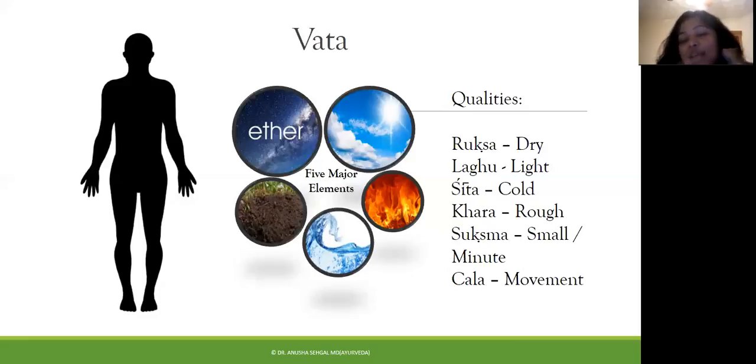Okay, so looking at these, if we were to decipher each and every area where we attribute vata dosha to, you're going to find the space and air element there. Either one or both in combination, they're carrying out some functions there. Okay, so that is how we get vata dosha from space and air elements. And the qualities that are associated with vata dosha: ruksha or dry, laghu or light, shita or cold, khara or rough, sukshma or minute, and chala or movement.